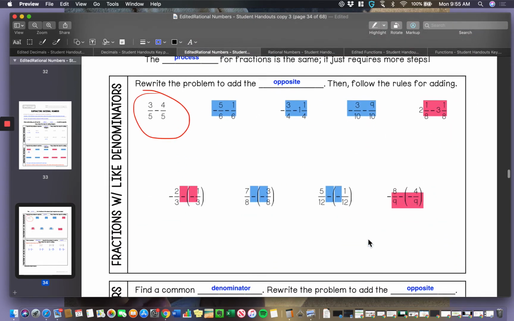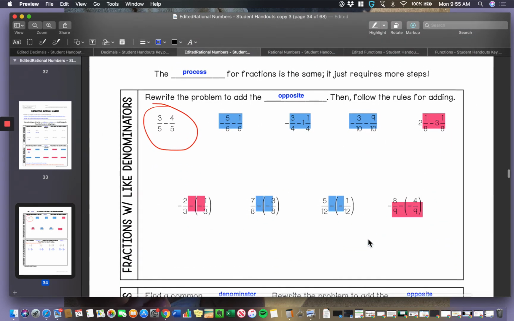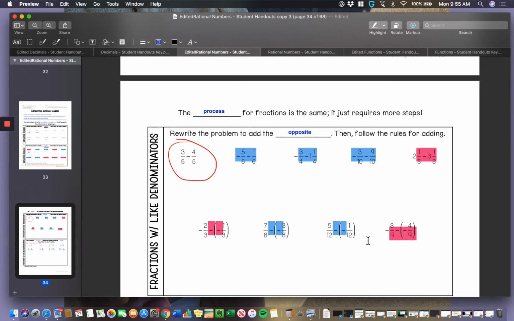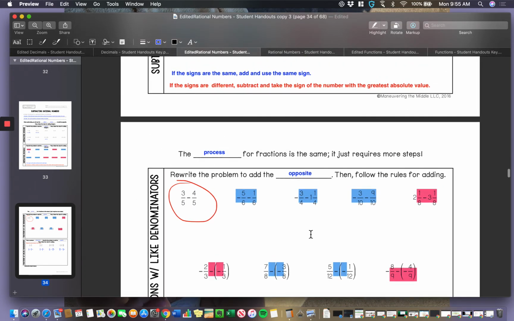All right, so then we have the process for fractions is the same. It just requires more steps. So again, it's going to be very similar to the top, and I've highlighted them down for you down below. If the signs are the same, add and use the same sign. So you have negative 3/10 and negative 9/10.